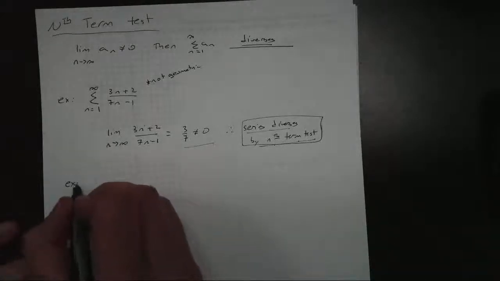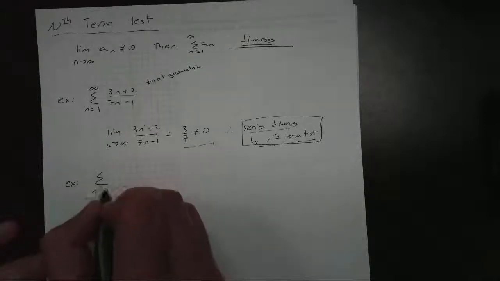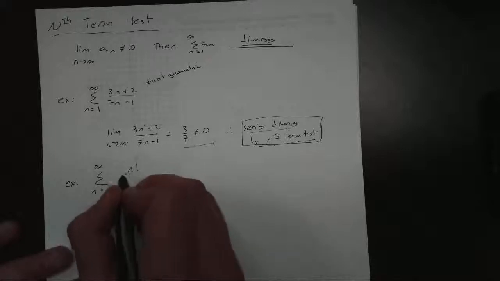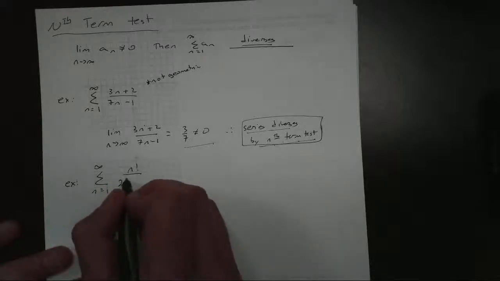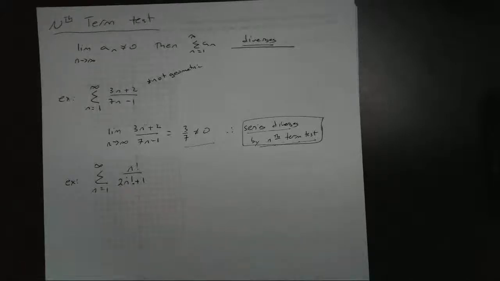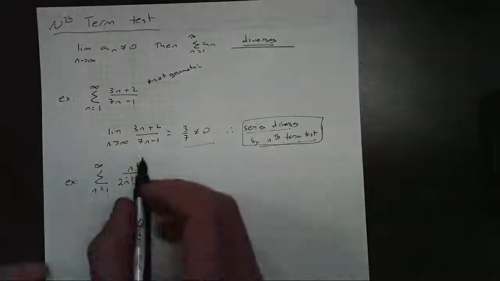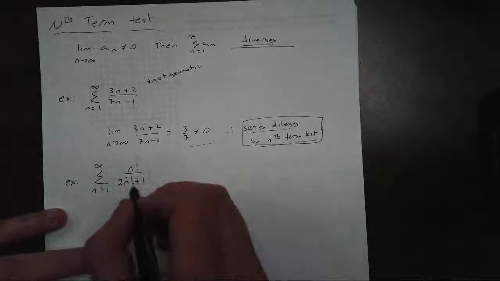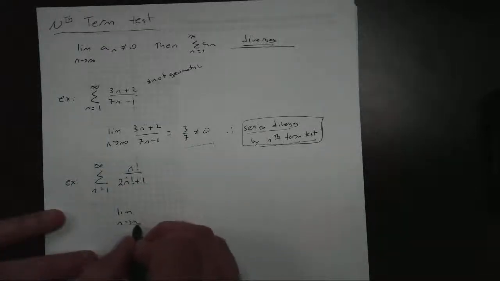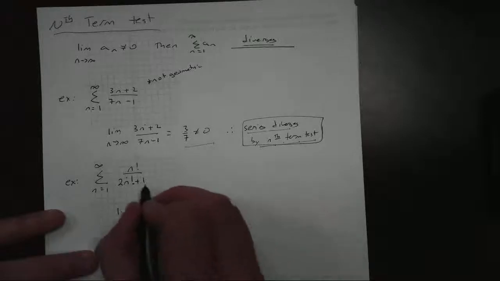So let's take a look at another example here. Here's kind of a fun one. N equals 1 to infinity. Let's take this one: n factorial over 2n factorial plus 1. This is kind of a cool one. Thumbs up. What we're going to do is again take the limit as n goes to infinity. But this time it's kind of hard.